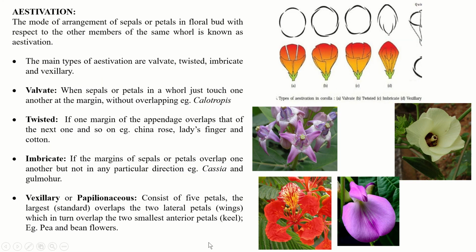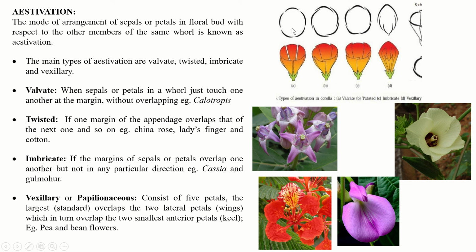Okay. Then estivation. Now estivation means the arrangement of calyx and corolla on the flower. The mode of arrangement of sepals or petals in a floral bud with respect to the other members of the same whorl is known as estivation. Now you can see the main types of estivation are valvate estivation, twisted estivation, imbricate and vexillary type of estivation. Now first I will show you in the diagrammatic form. So this is the diagrammatic form and this is the corolla.